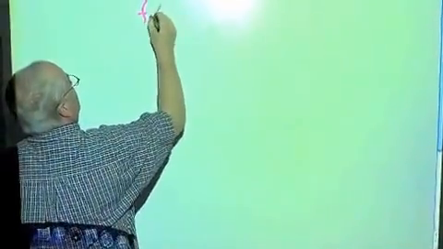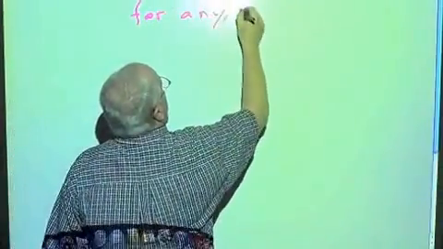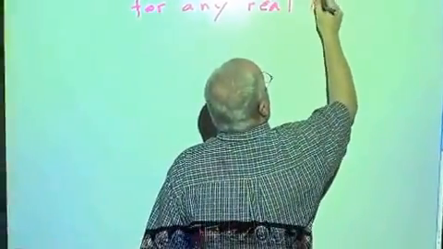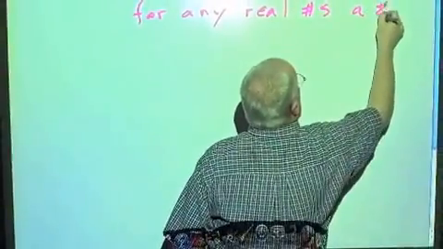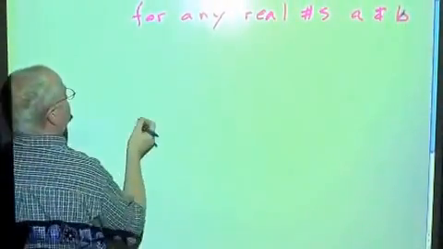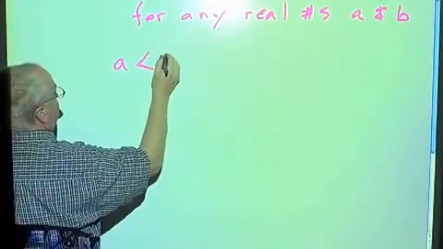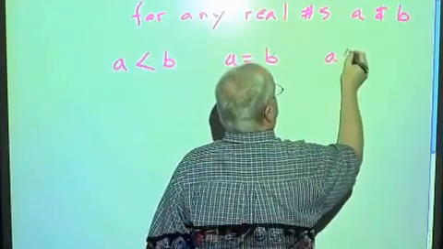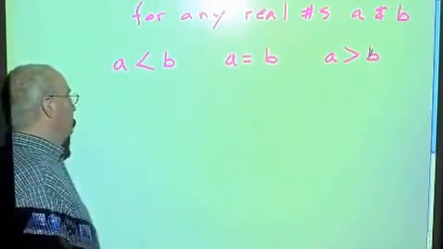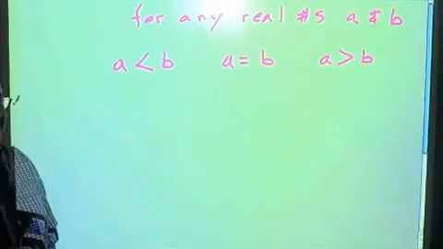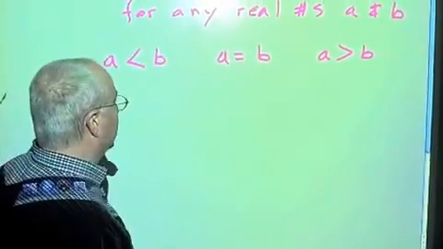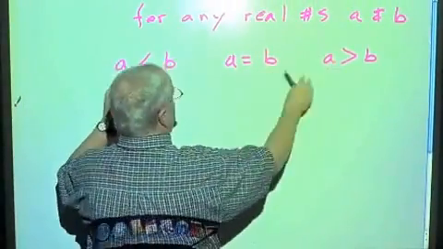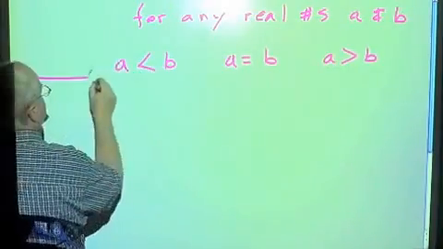Now, for any real numbers a and b, there are three ways that these two numbers can relate. A can be less than b, a can equal b, and a can be greater than b. It's only three ways that those numbers can relate. That's called the trichotomy property. Tri meaning three, and it has three ways of relating. That's the only three ways they can relate.